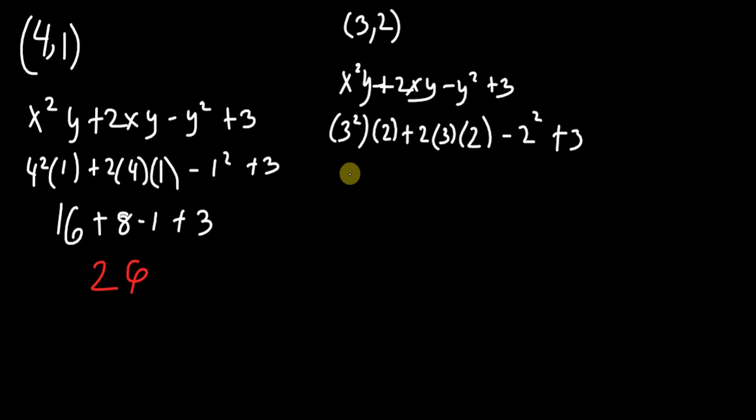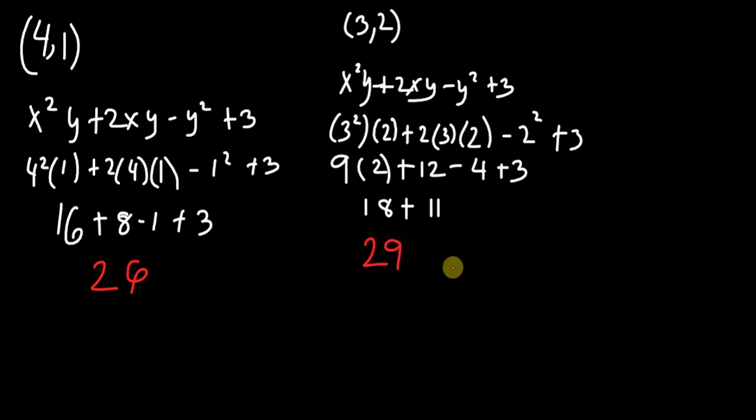3 square, that is 3 times 3, and that is 9 times 2, plus 2 times 3, 6. 6 times 2, 12. Minus 2 square, 2 times 2, 4. Plus 3. 9 times 2, that is 18. Plus 12 minus 4, that is 8. And 8 plus 3, that is 11. And 18 plus 11, that is 29. Next.